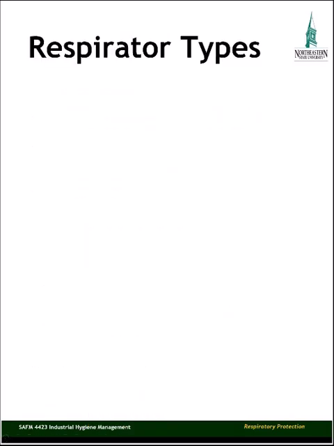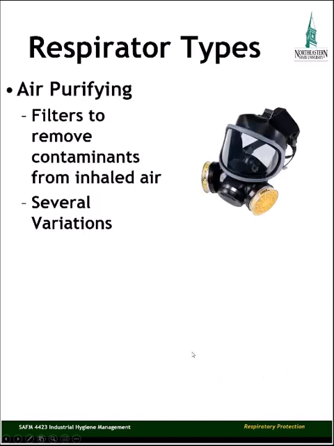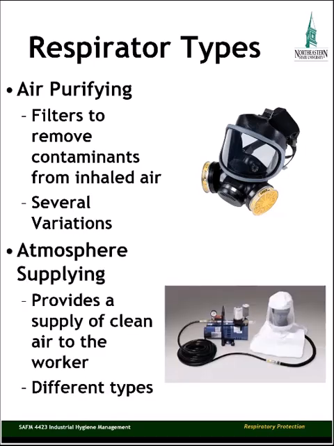Now let's talk about some respirator types. We've got air purifying respirators. These have filters to remove contaminants from inhaled air. And there are several different variations, and we'll look at some of these different variations as we continue our discussion as we move on in this unit. Another type of respirator is the atmosphere supplying or air supplying respirator. This provides a supply of clean air to the worker, and there are different types of this particular category as well, and we'll look in more detail at them as we move along.